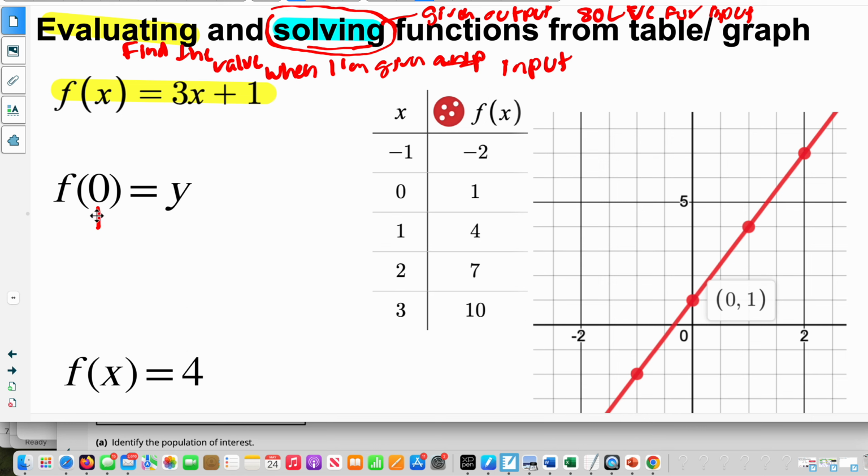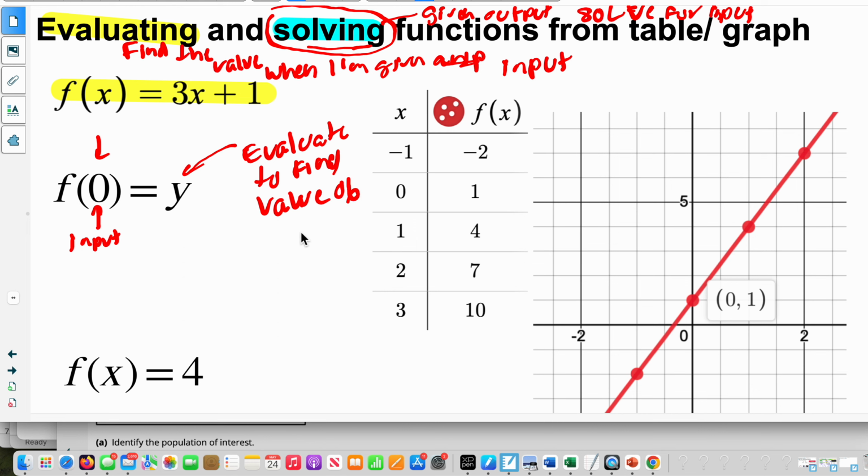Okay, so I know that the input is the thing inside the parentheses. Input 0, I want to evaluate the function to find the value of y. So here's my function, f of x. I'm just going to say f of 0 means everywhere I see an x, I'm going to put a 0. 3 times 0 plus 1 is equal to 1.